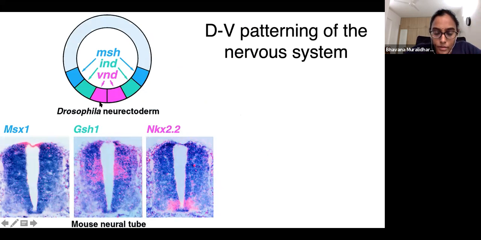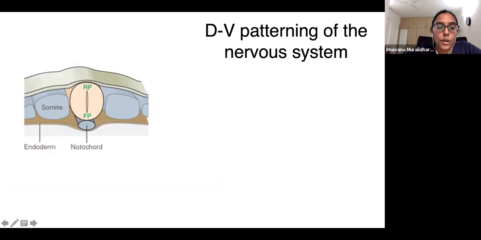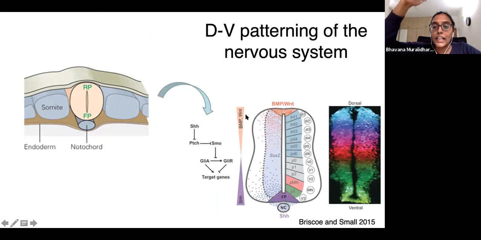perhaps Sonia did talk about the Drosophila neuroectoderm itself having similar such patterning, and the expression is very conserved between the Drosophila and the mouse neural tube. So as I was saying, this is the notochord, and this is the roof plate and the floor plate, and the gradient of BMP and Wnts on the top and the sonic hedgehog from the bottom is responded to by all of these. So all of these are different kinds of progenitors in the entire dorsoventral axis of the spinal cord.